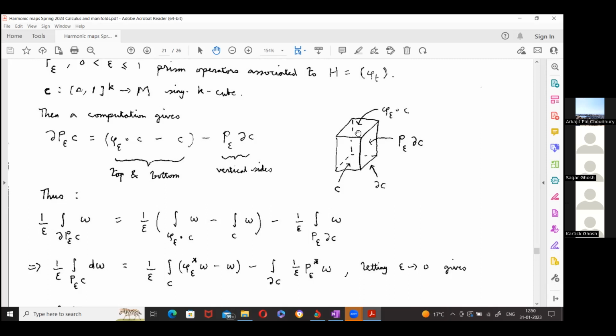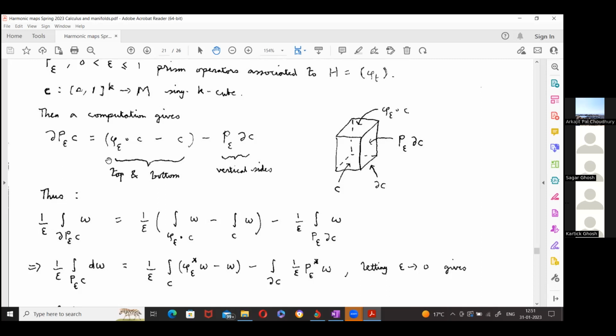What is the boundary of this k plus 1 cube P epsilon C? It's going to be the top face minus the bottom face, that is phi epsilon composed with C minus C. So that's the top minus the bottom. And then you have the vertical sides, which will be the prism of the boundary, P epsilon of boundary C. So that's how you get this formula. It's a nice exercise to work this out.